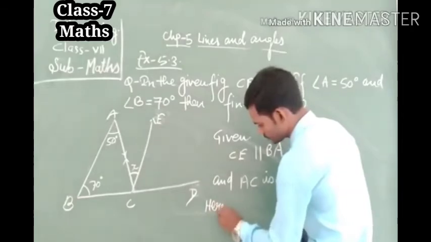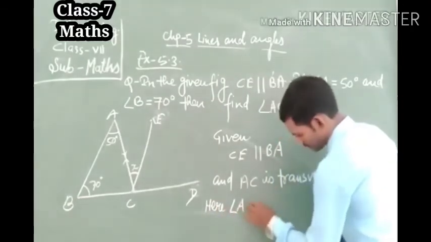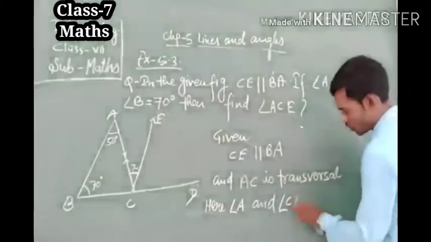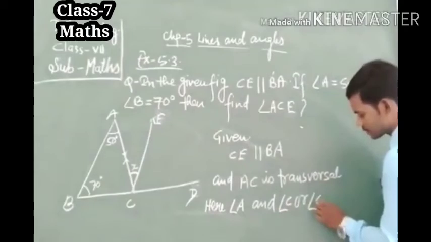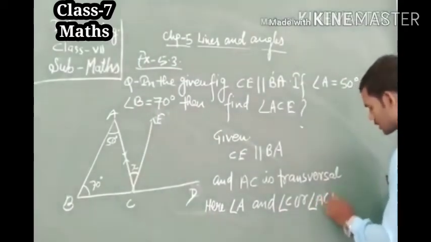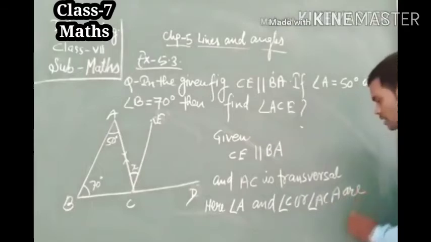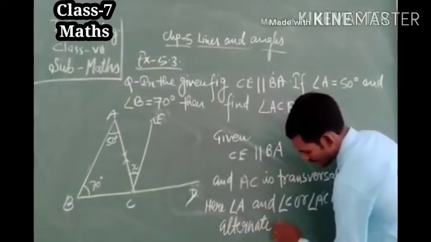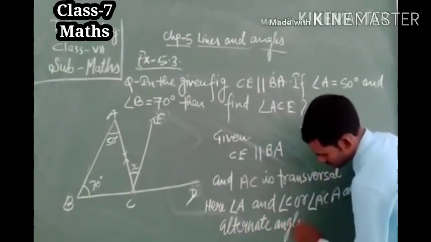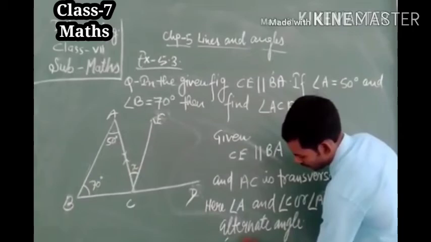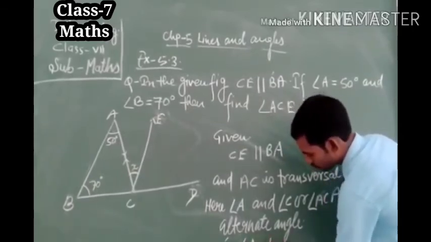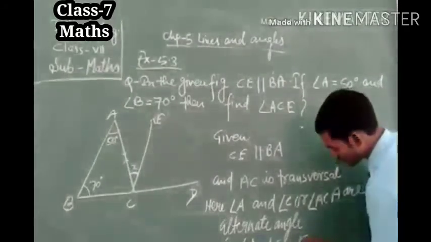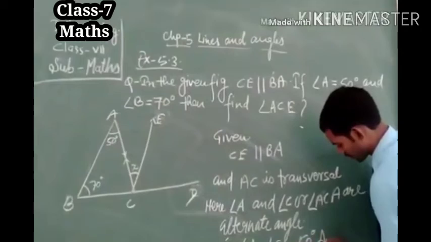Therefore, here we can say that angle A and angle C or angle ACE are alternate angles. Therefore, angle A is equal to angle C and this is equal to 50 degrees, which is our answer.